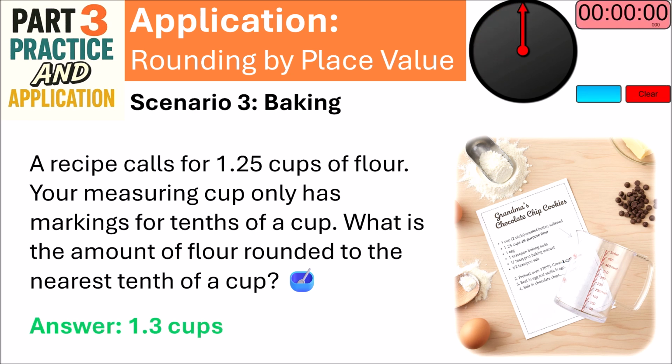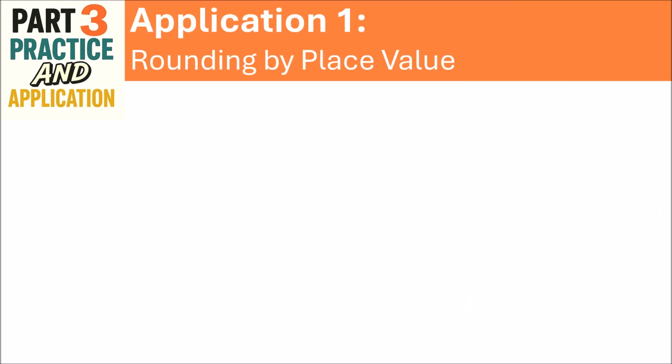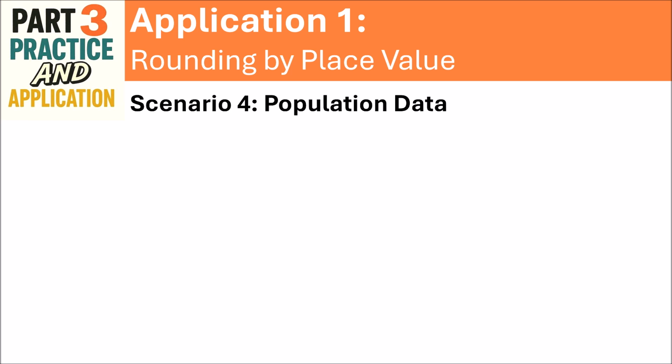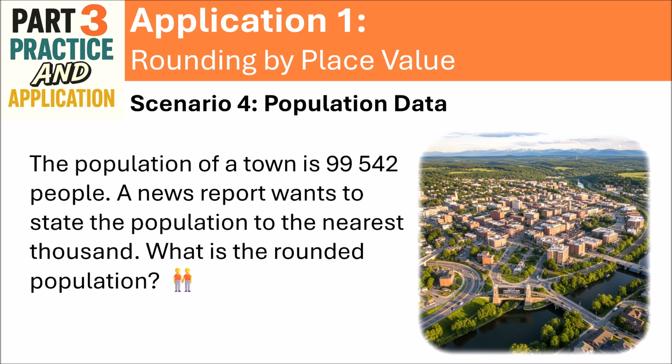Here is the answer. Got it right? Scenario 4. Rounding by place value applied to population data. The population of a town is 99,540 people. A news report wants to state the population to the nearest thousand. What is the rounded population?